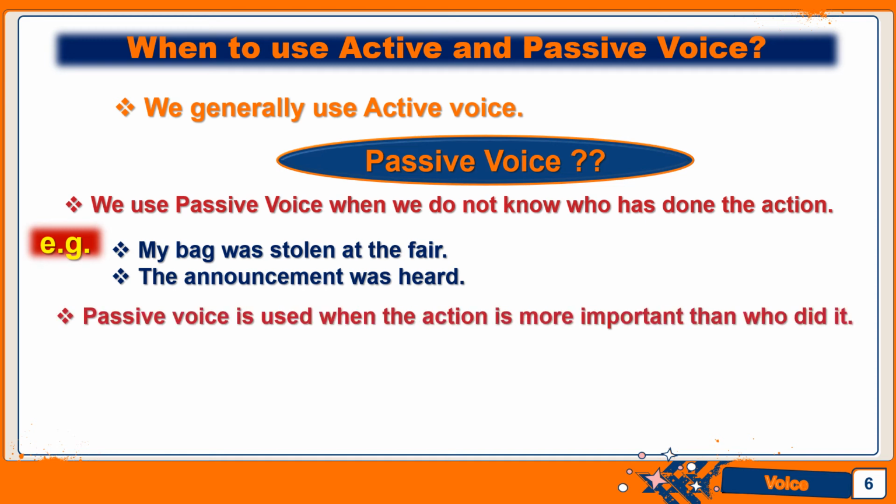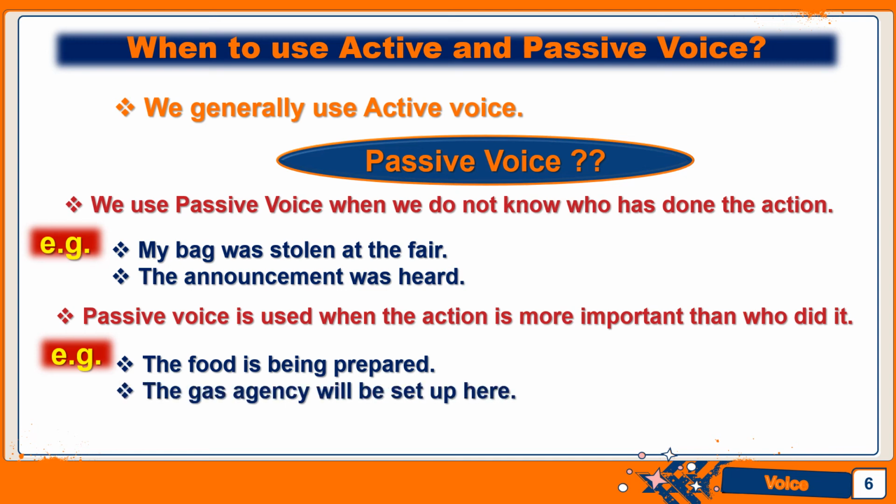Second one, passive voice is used when the action is more important than who did it. That means when the verb is much more important than the subject. In such circumstances, we use passive voice. Let us take an example. "The food is being prepared." Over here, what is more important? The action, that the preparing part is more important than who actually is doing it. Okay, we don't know who's preparing the food, so the subject does not hold any importance to us over here. What is important is the action.